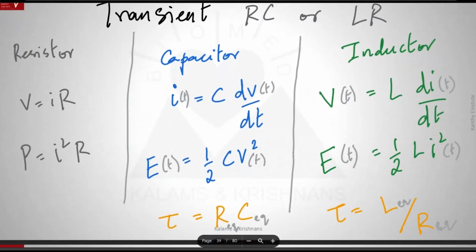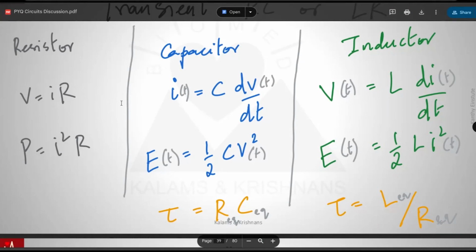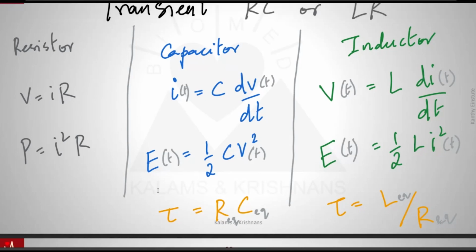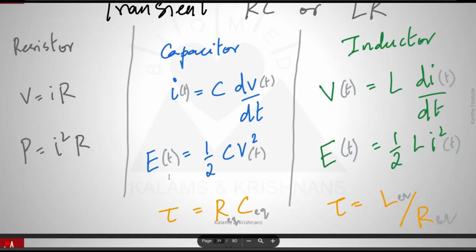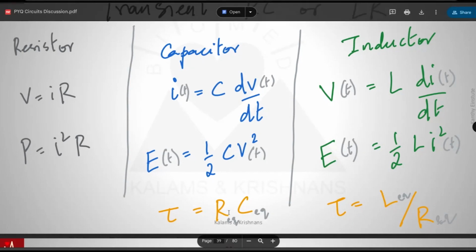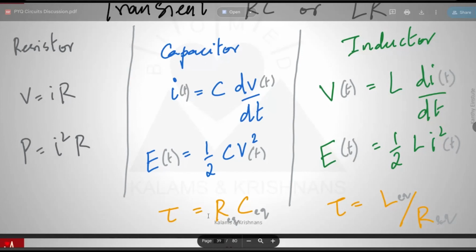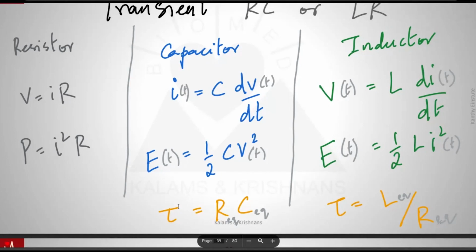The bare minimal things you need to know here: V is IR, okay, power is I square R. For a capacitor, I is C dV by dt. We discussed this. Energy is half C V square. For an inductor, voltage is L dI by dt, and then energy is half L I square. If you look at first order transients, exponential decay, if you know the time constant, you pretty much know everything about the curve. We have a very separate video on this, right?